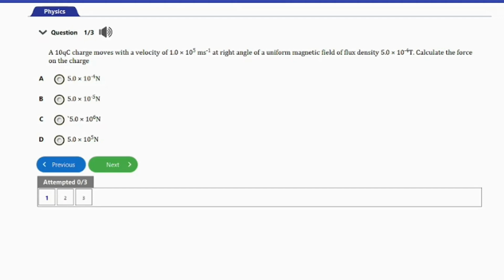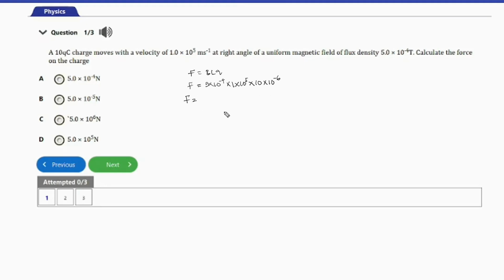If we use the formula that force is equal to BLQ, where B is the flux density, L here we can use as the velocity, and Q is the charge. So this force will be the flux density 5.0 times 10 to the power of negative 4, times 1.0 times 10 to the power of 5, then times 10 microcoulomb. So 10 microcoulomb is 10 times 10 to the power of negative 6 coulomb.